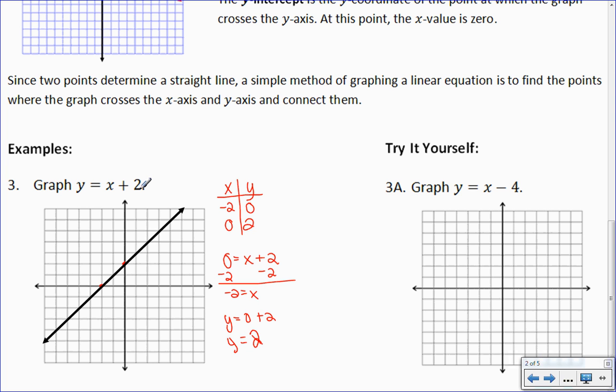Okay, we're going to do the same thing for the try it yourself problem. You want to find the two intercepts, the x and y intercepts, plot those points, and then draw a straight line to represent this equation. So pause the video, create that line, and then when you're ready to check your graph, go ahead and hit play to resume.